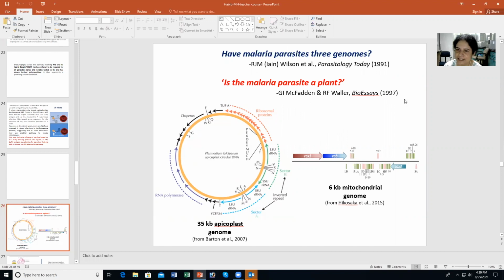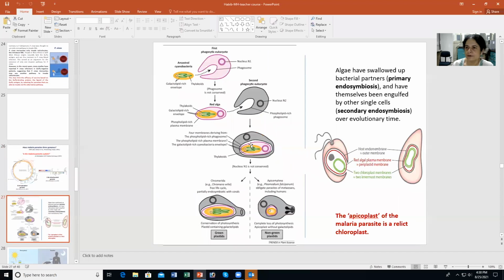This was a very interesting question posed by McFadden and Pollard in an essay in 1997. So we need to understand how this apicoplast has come about evolutionarily and how the retention of a plastid has happened in the malaria parasite. So I'll go through this a little bit. Endosymbiosis is the process by which intracellular organelles, such as the mitochondrion, might have evolved from prokaryotic forms.